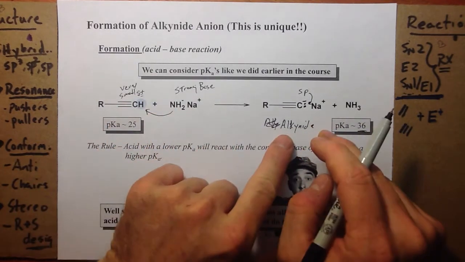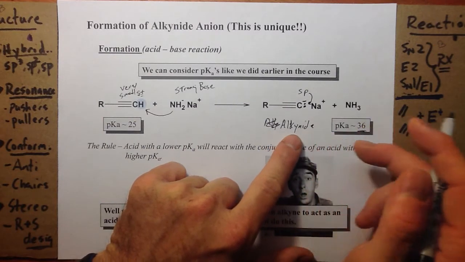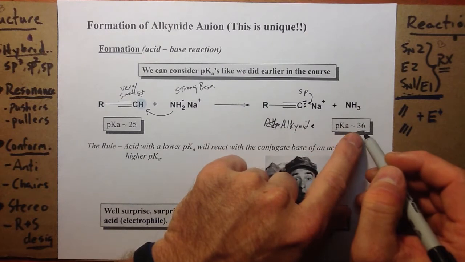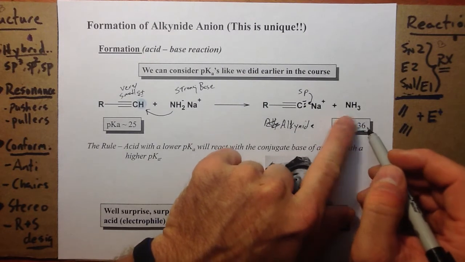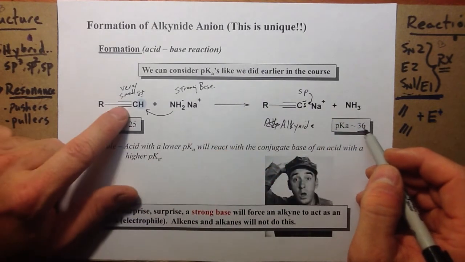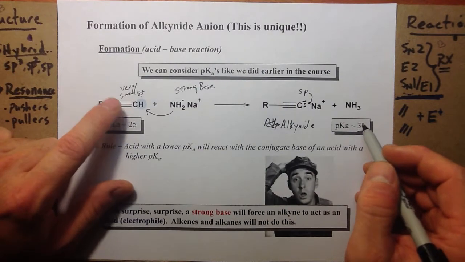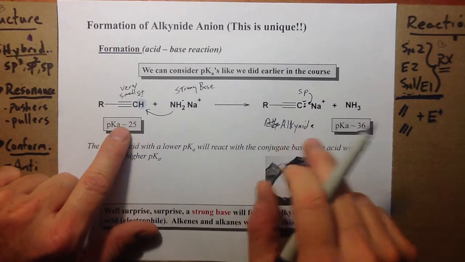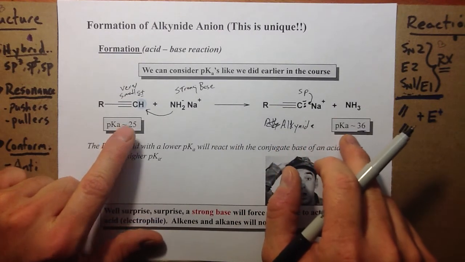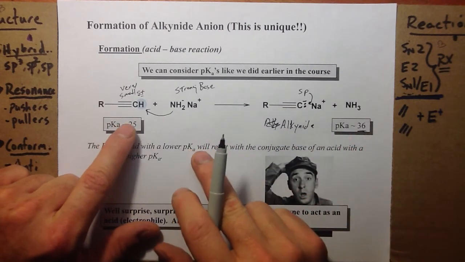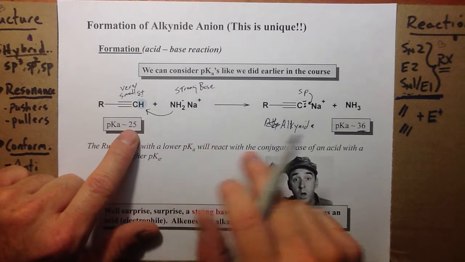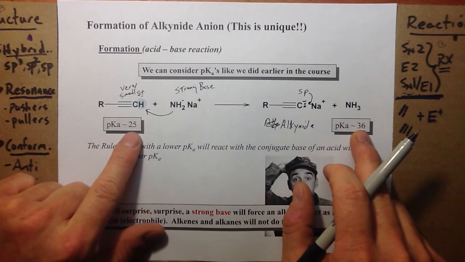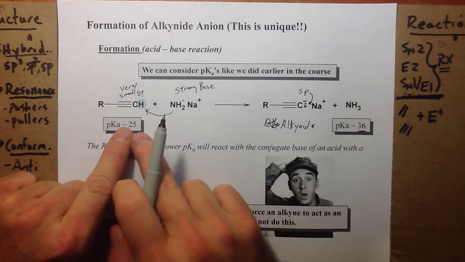So this reaction favors formation of the alkynide anion because the pKa of ammonia is even higher. It's even a weaker acid than what we started with, the alkyne. So we can show that this reaction favors the right side by going to the higher pKa side. We always go from lower pKa, stronger acid, to the weaker acid. They're both weak, but it's even weaker. So we go from the low pKa side.